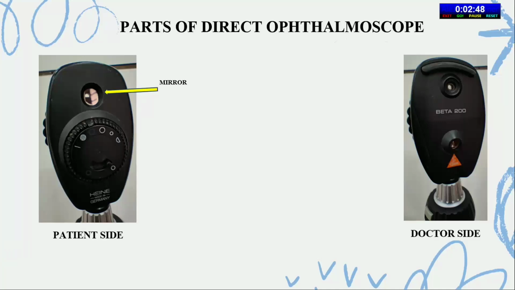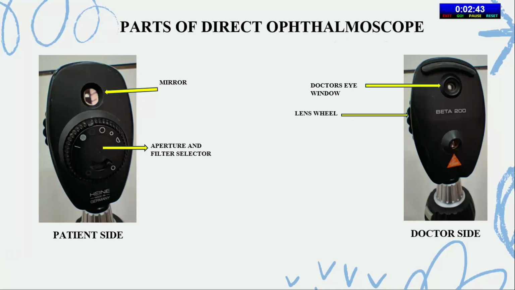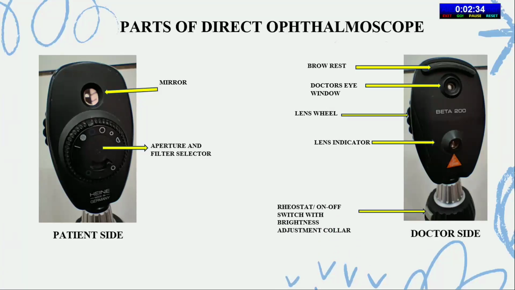Coming to the parts, on the patient side we have a mirror, aperture and filter selector. On the doctor's side, we have a doctor's eye window, a lens wheel, a lens indicator. We have a brow rest, a lens wheel to change the diopter, rheostat on and off, and a thumb rest.